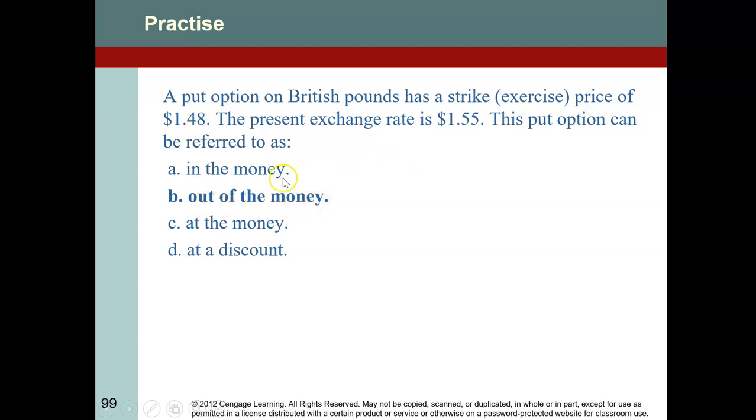Okay, remember, in the money is any situation that helps us make a profit. Out of the money is any bad situation where we lose money, and at the money is the margin situation when the two are equivalent to each other.